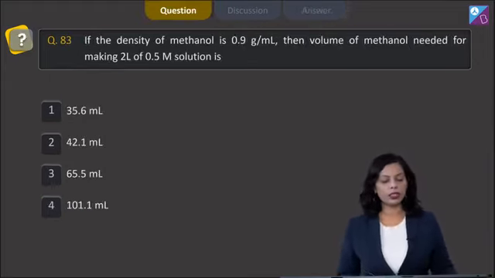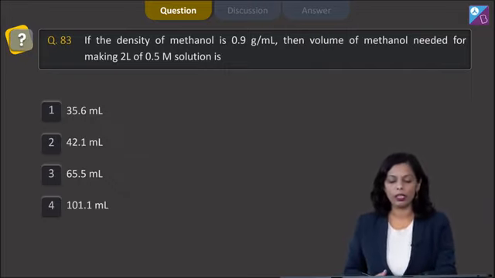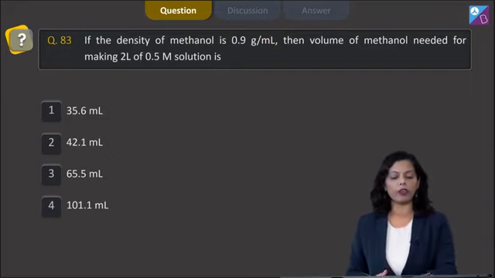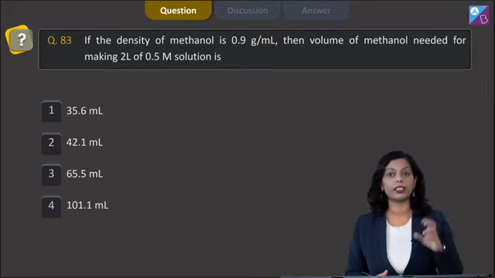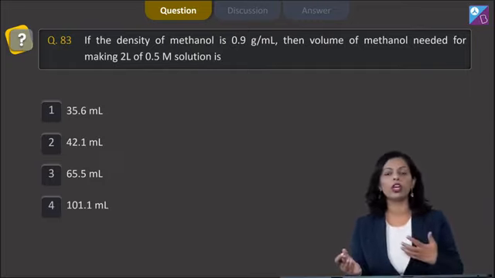Now, the turn is to take question number 83. If the density of the methanol is 0.9 gram per milliliter. So, the question is based on density and the volume of methanol needed for making 2 liter of 0.5 molar solution. It means the solute methanol we have, its density is given. Now you need to just find out its volume that is used for the preparation of its 0.5 molar solution with the volume 2 liter.